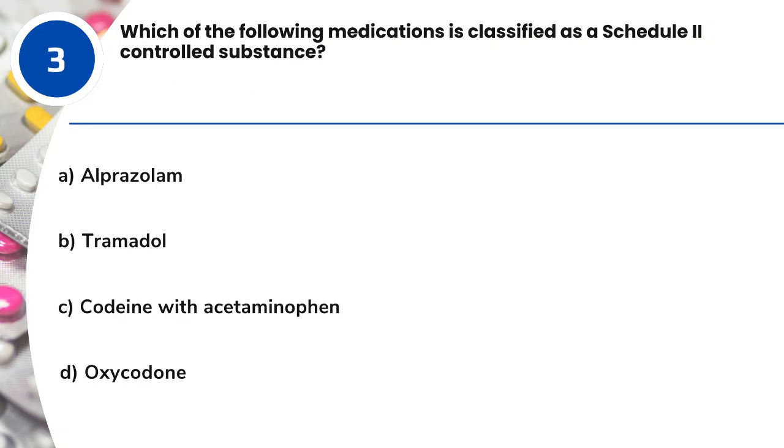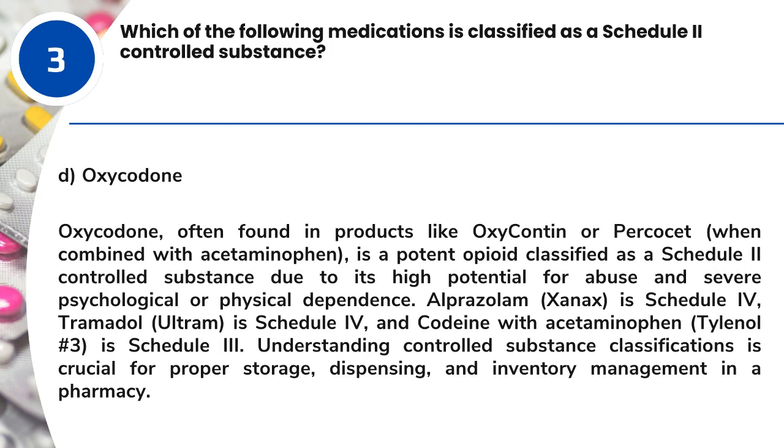Question 3. Which of the following medications is classified as a Schedule II controlled substance? A. Alprazolam. B. Tramadol. C. Codeine with acetaminophen. D. Oxycodone. Answer D. Oxycodone. Oxycodone, often found in products like OxyContin or Percocet when combined with acetaminophen, is a potent opioid classified as a Schedule II controlled substance due to its high potential for abuse and severe psychological or physical dependence.